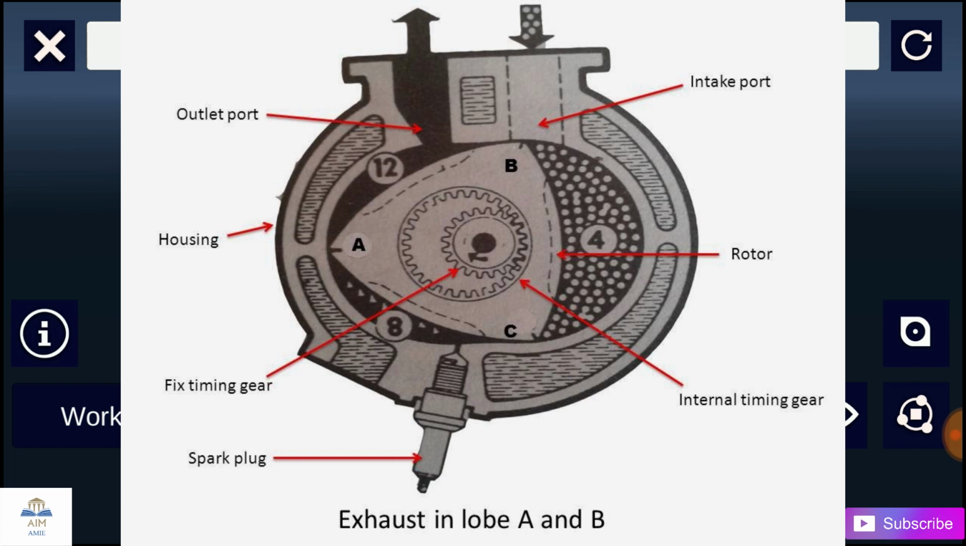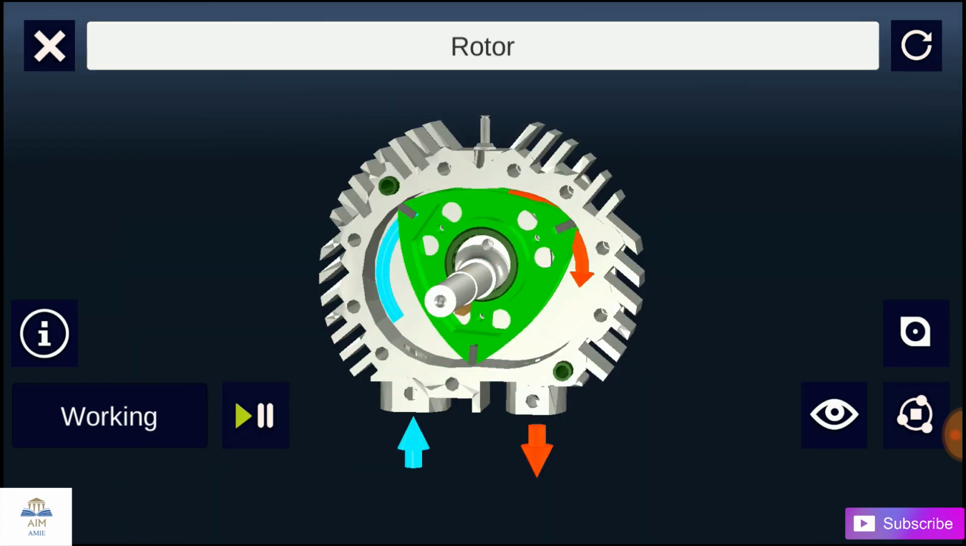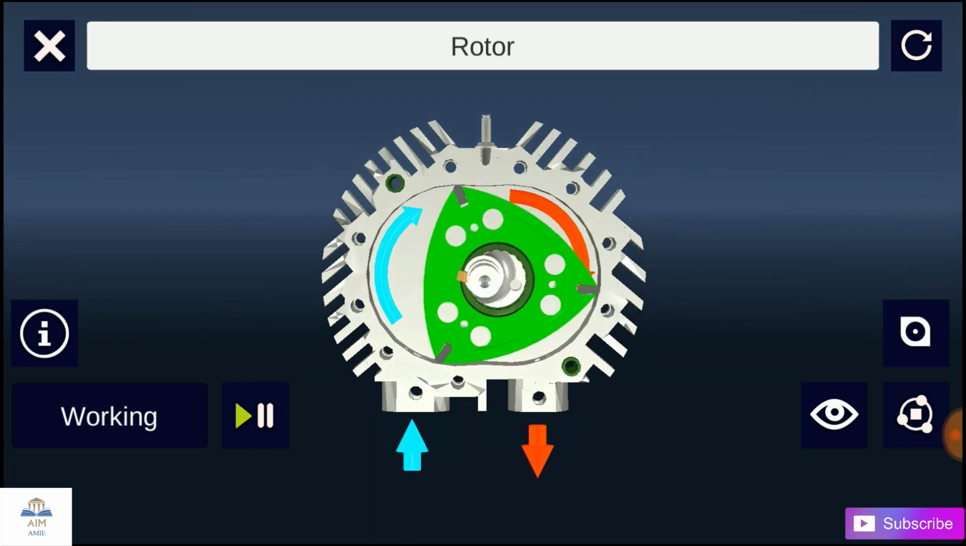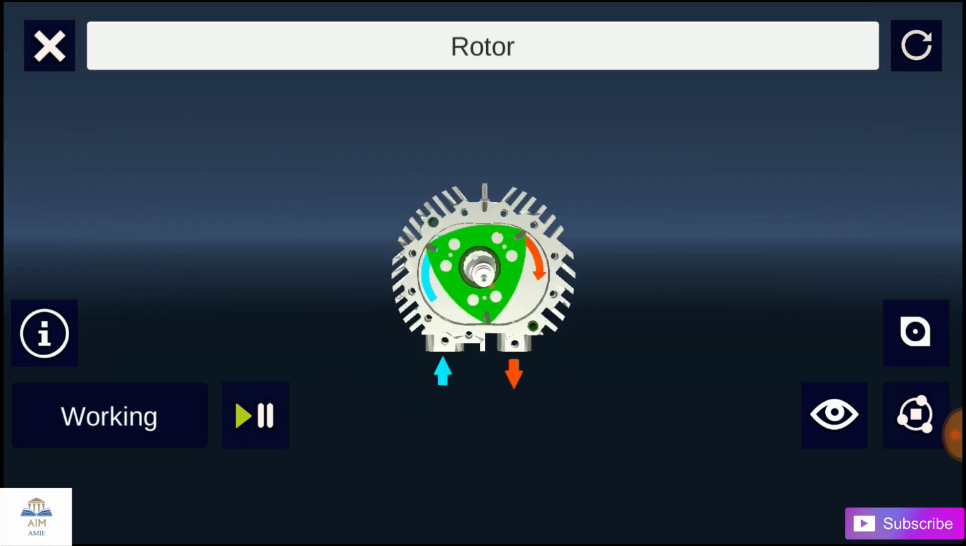And the last one is the exhaust process. When lobe B passes the exhaust port, the burnt mixture exhausts. Exhaust flows continuously in each rotor chamber. This occurs as long as the engine is running. That was all about the Wankel engine.